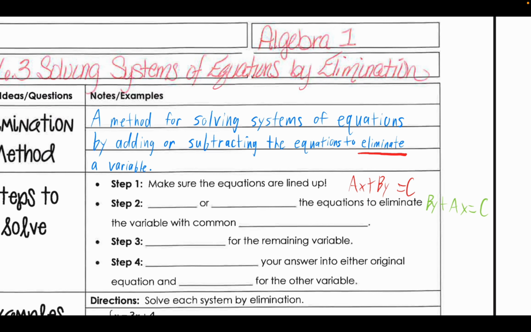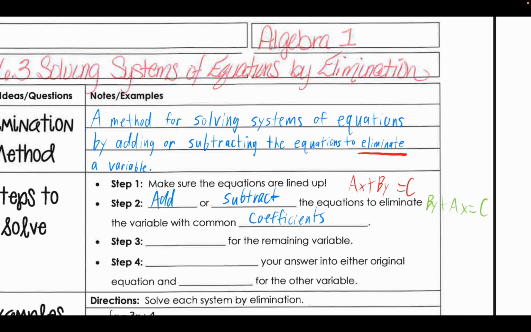And essentially, we typically just want the variables on the left and coefficients on the right, and both equations to be in the same order as far as the x's and y's go as well. Step 2 is that we add or subtract the equations to eliminate the variable with common coefficients. And I often think of this step as purely adding, and I'll explain that throughout this lesson at different points.